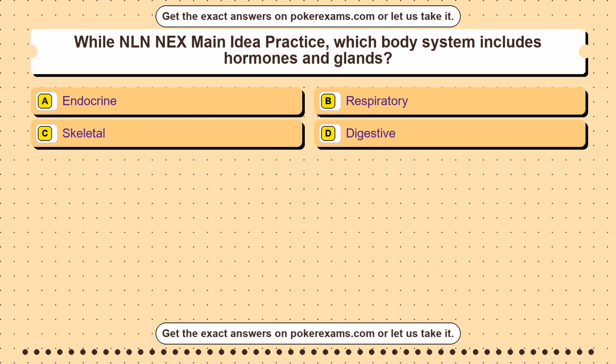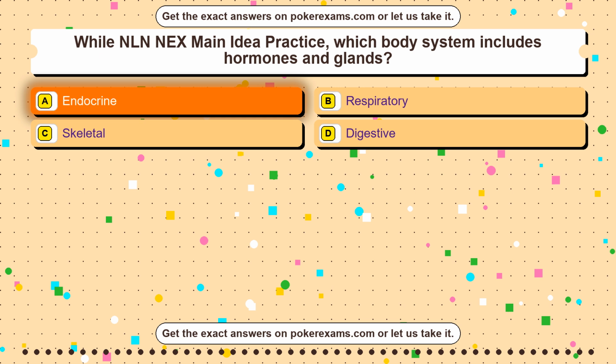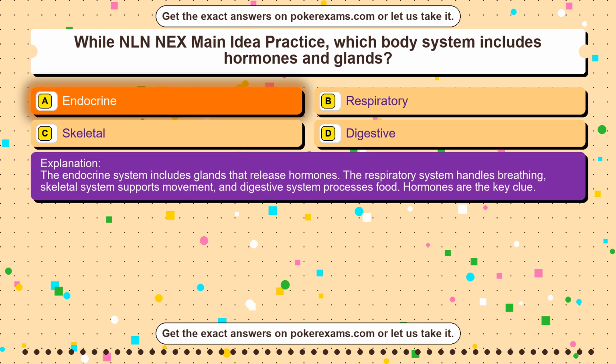Question 37. While Get History Practice Test, which number is the median of 2, 5, 9, 10, 14? Option A 5. Option B 9. Option C 10. Option D 14. The correct answer is option B. The median is the middle value when numbers are ordered, which is 9. 5 and 10 are adjacent but not in the middle. 14 is the greatest value, not the median.